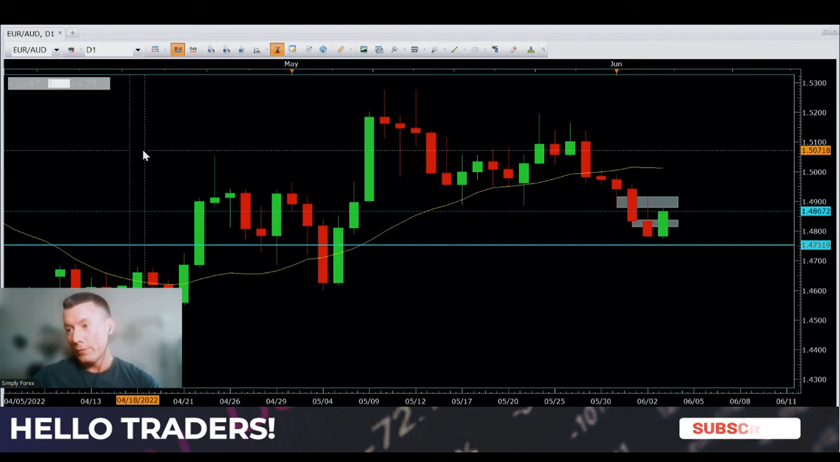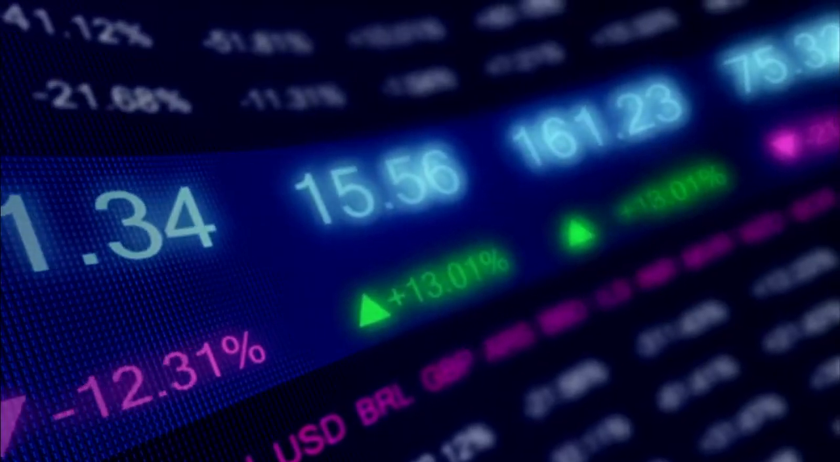Okay, so this trade and this piece of training is specifically from Friday the 3rd of June, and it's regarding the Euro Aussie dollar. Okay, so let's take a look at the day chart.